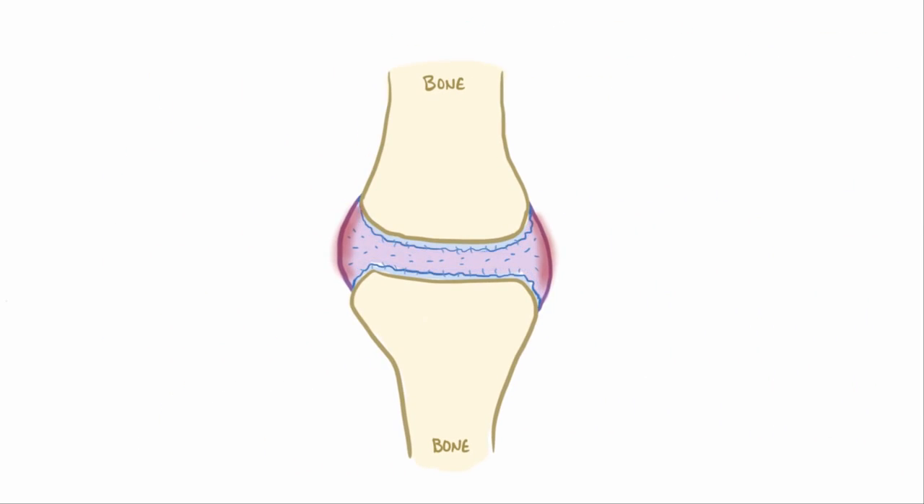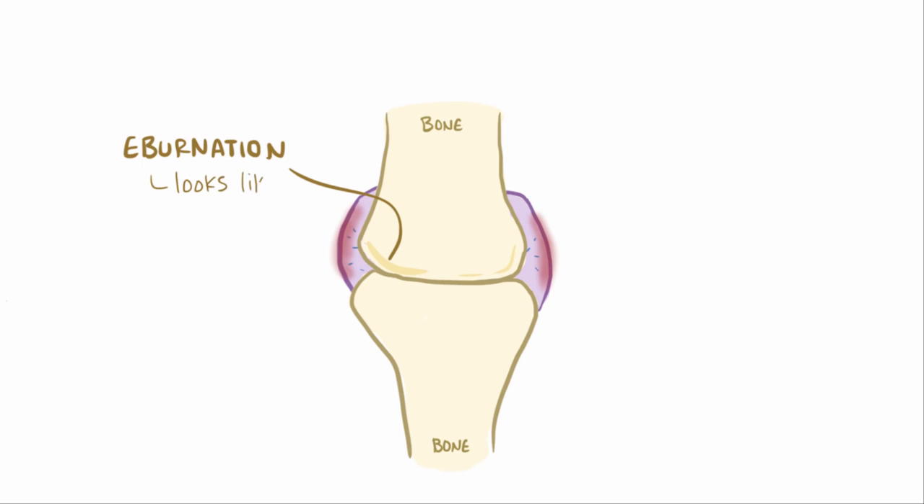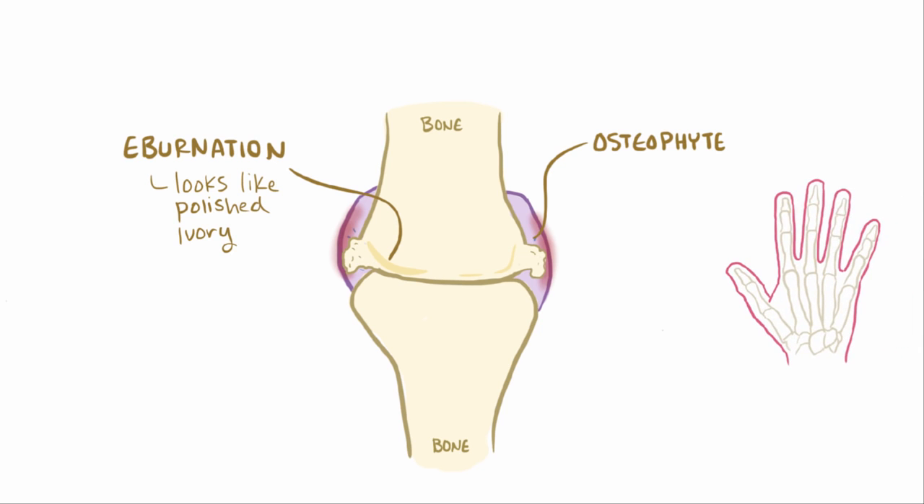The cartilage continues to erode away until the bone's exposed, allowing it to rub with the other bone, which causes bone eburnation, making it look like polished ivory. Finally, on the edges, bone grows outward, called osteophytes, which makes the joints look wider, something that's most obvious when it's seen in the distal and proximal interphalangeal joints, or the finger joints, called Heberden nodes in the distal joints and Bouchard nodes in the proximal joints.